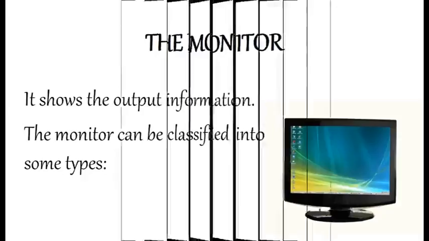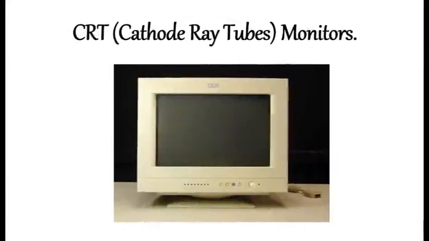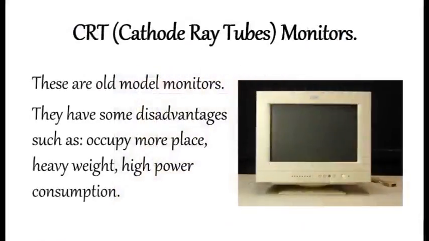Now, the first type I want to discuss is the CRT monitor. It's called the cathode ray tube. This cathode ray tube is an old kind of monitor which has some disadvantages: it occupies more space, it's heavy, and it has high power consumption.